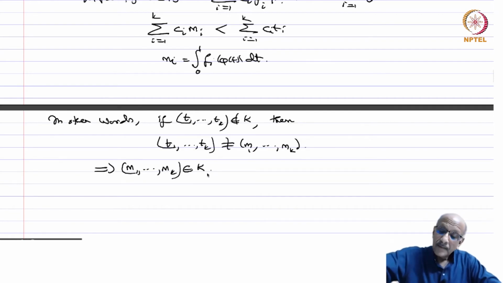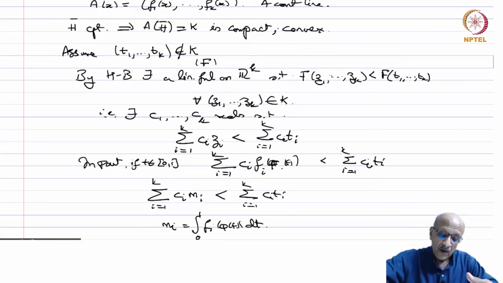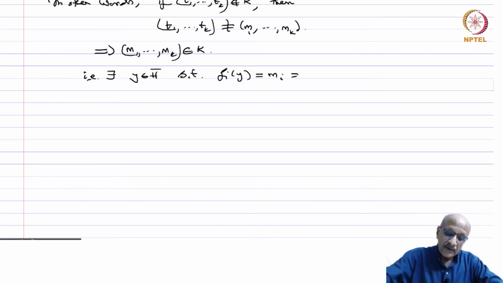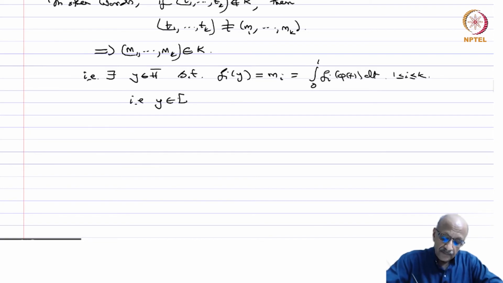But what is K? K is nothing but the image under the A of h bar. So, therefore, there exists a y in h bar such that fi of y equals mi, and that is equal to the integral 0 to 1 of fi of phi t dt. This is true for all 1 less than or equal to i less than or equal to k, and that is, y belongs to EL. So EL is non-empty. Okay. So now, next step.